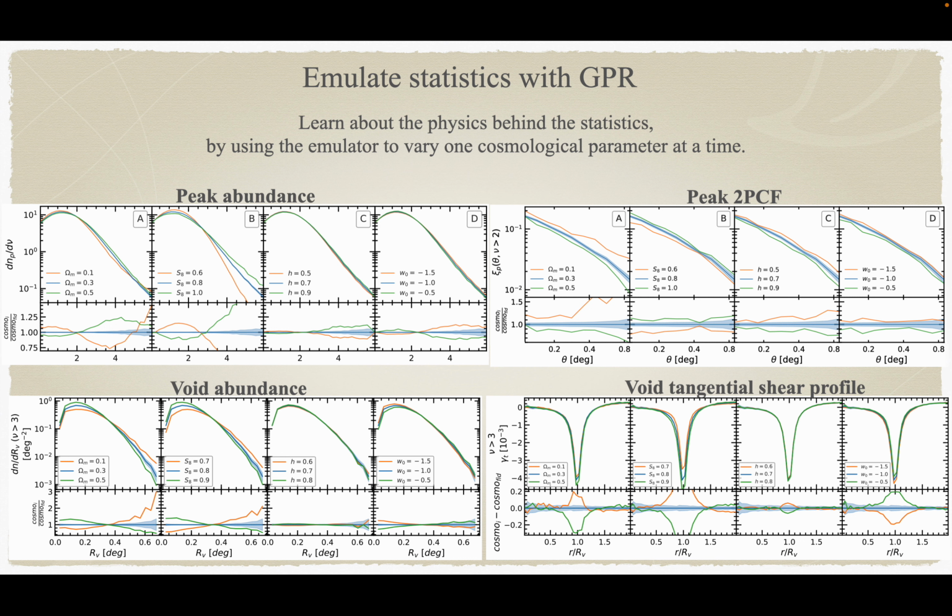We also see that for the void lensing profiles, most of the cosmology dependence is happening at the void boundary, where R over R_V is equal to 1.